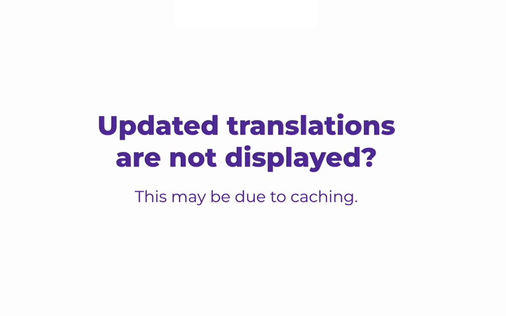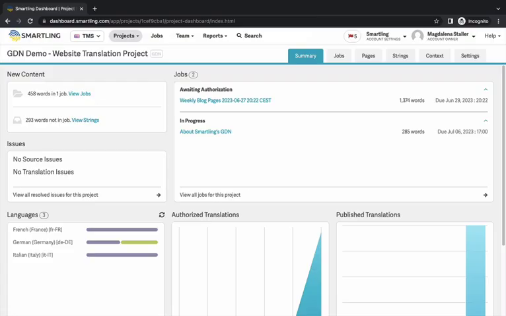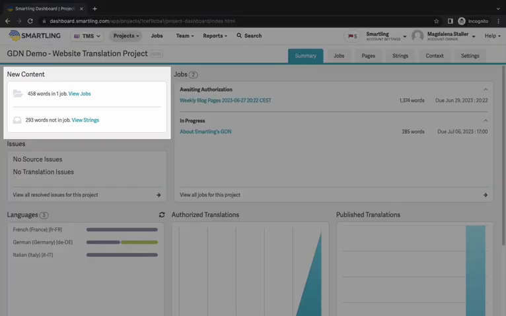In case the updated translation is not displayed automatically, this may be due to caching. We would recommend reaching out to your web operations team or to your Smartling representative for further guidance. Any new website content gets continuously uploaded to Smartling as soon as it is browsed by your site visitors. Therefore, we would recommend checking the new content in your Smartling project on a regular basis.